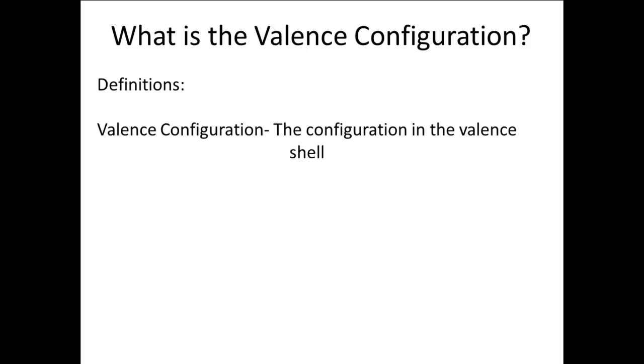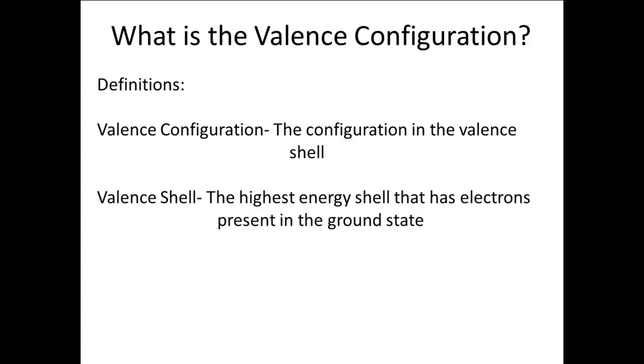The valence configuration is defined this way: the configuration in the valence shell. That is not extremely helpful, because we do not yet know what the valence shell is. Here's the definition: the highest energy shell that has electrons present in the ground state. So the valence configuration is the arrangement of the electrons in the highest occupied shell in the ground state.